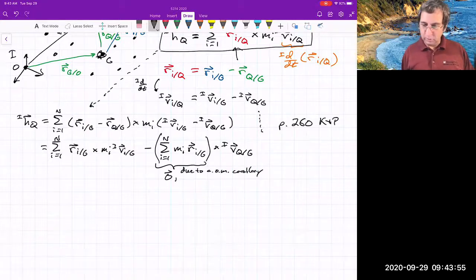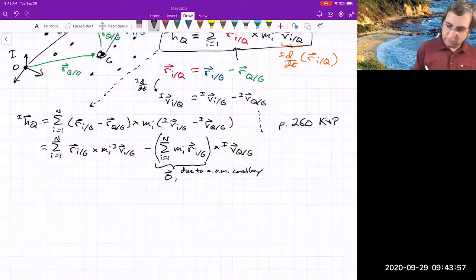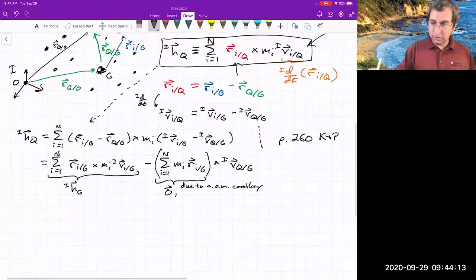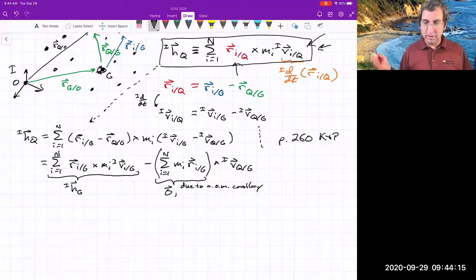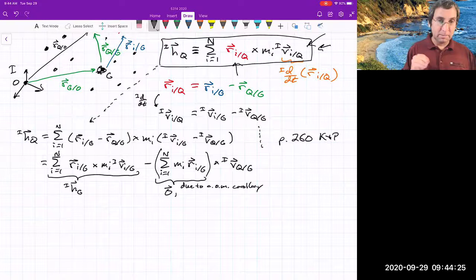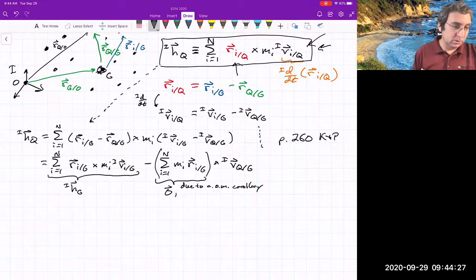And then we've got 2 other terms. So let me write those out. I guess we could first recognize what this is. This is just the angular momentum of the system with respect to G. Right? If you look up here to this boxed equation, if you just put in G instead of Q, you've got the definition of the angular momentum of the system with respect to G. So we've got that. But let's not forget those 2 other terms.